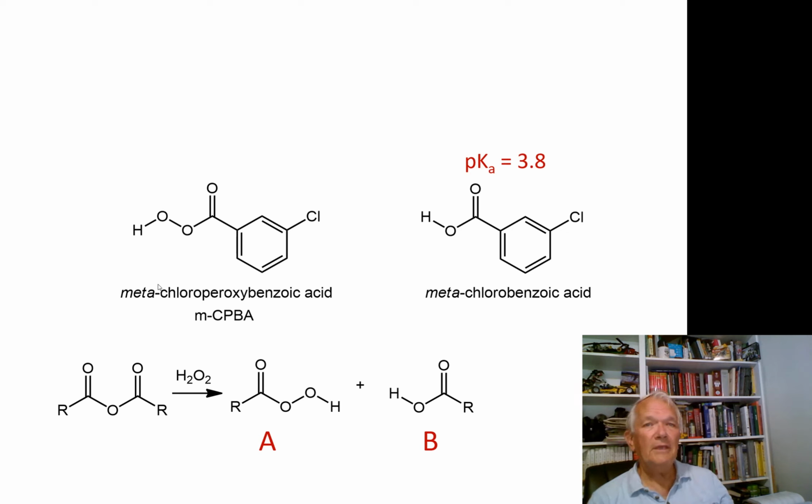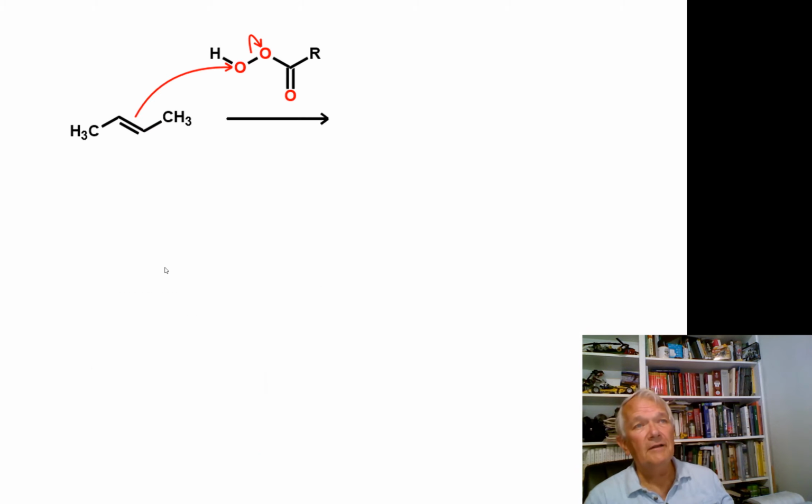So if metachlorobenzoic acid has a pKa of 3.8, this one, the peroxy one, is going to be higher. In fact, it's 7.6. Now, the interesting thing, it's not as high as an alcohol. Alcohols are up around 16. And, of course, that's the electronegativity effect of this oxygen. So think of peroxy acids as extra acidic alcohols, if you will. But the key thing is we're not worried about acidity. We're worrying about delivering an oxygen.